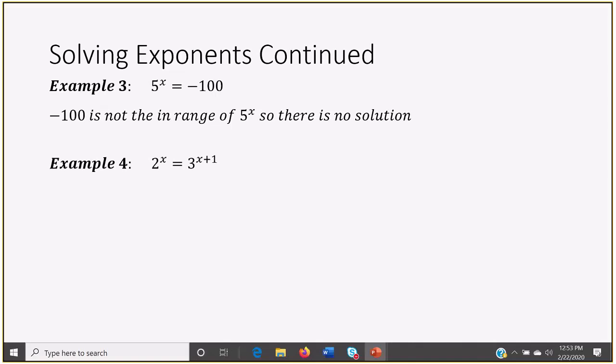Okay, this question, 2 to the x is equal to 3 to the x plus 1. I can't really use the trick that I saw in the last slide because there's not really anything I can take 2 to the power of to get 3. I mean, there is technically something that exists. It's not a really nice number that I could figure out quickly or in a reasonable amount of time.